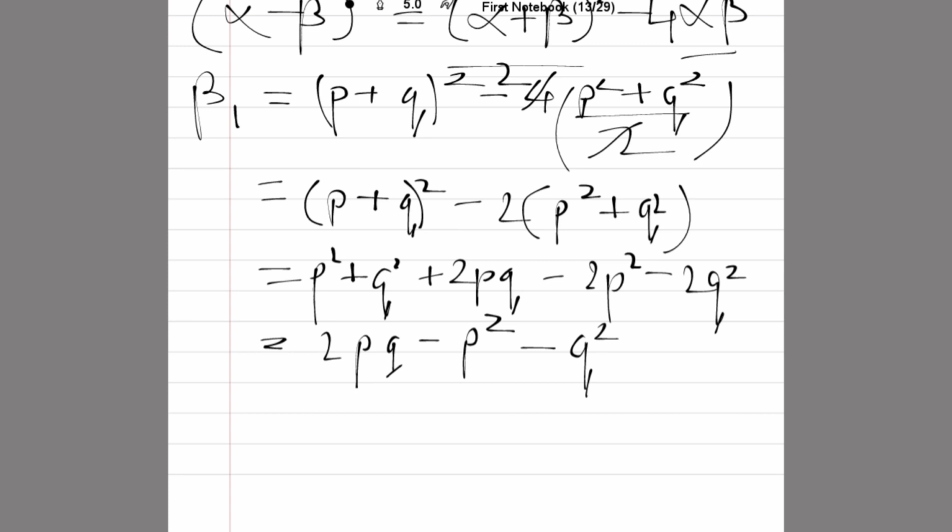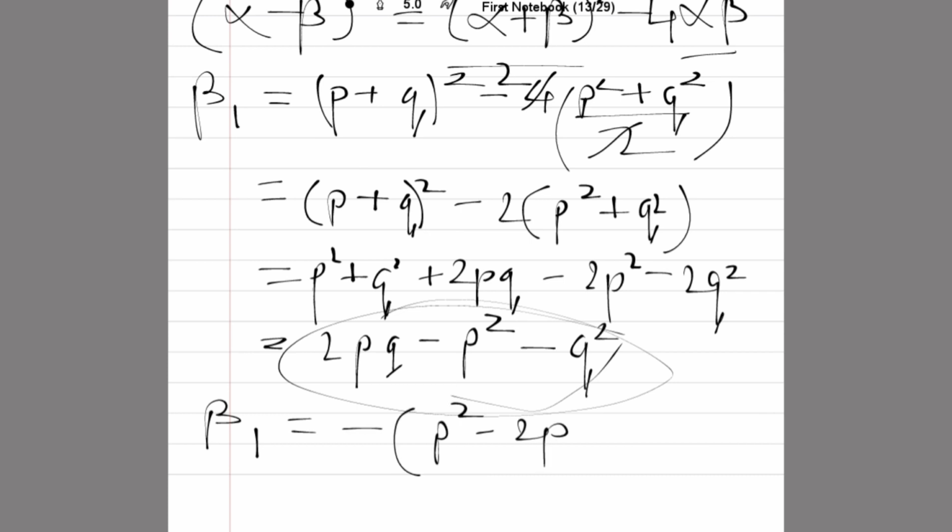And now if you see here, this can become a whole square, right? This term we can write in terms of a whole square. If we take the minus sign common, we get p square minus 2pq plus q square, and what is this? It is a minus b whole square, right? So minus p minus q whole square. We have got this.